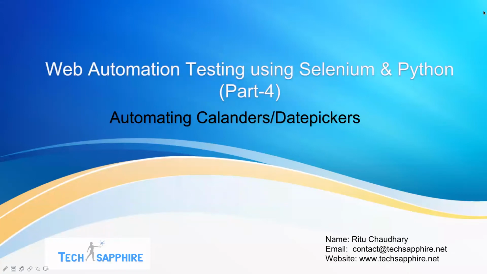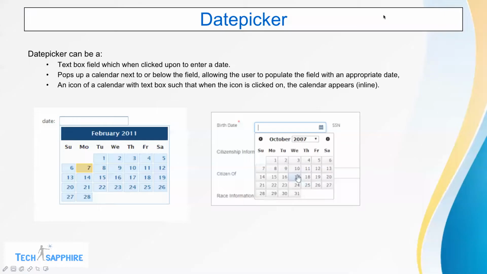Welcome to the next part of web automation testing using Selenium and Python. In this tutorial, we are going to learn how we can handle date pickers or calendars in Selenium. Calendar elements are the difficult ones to automate on web pages. The typical example of date pickers we find on travel websites where we have to search for the departure and the arrival dates. So let's get started with the date picker.